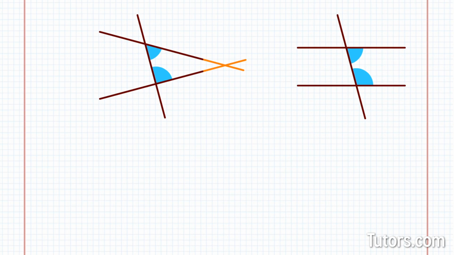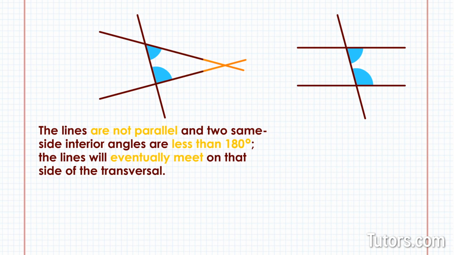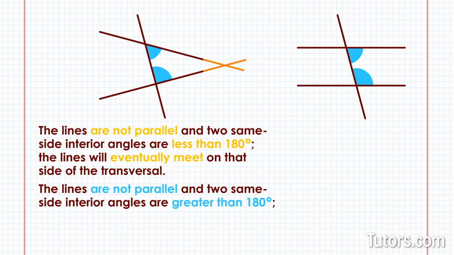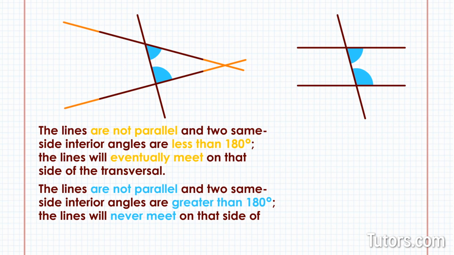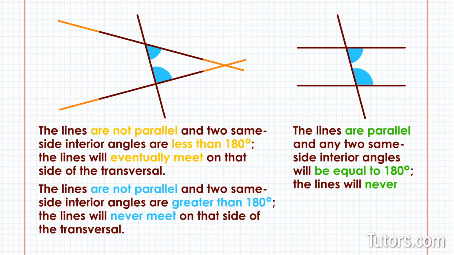Euclid's parallel postulate allows that transversal to create many different angles as it cuts across the 2 lines, but it all boils down to only 3 possibilities. The lines are not parallel and 2 same-side interior angles are less than 180 degrees. The lines will eventually meet on that side of the transversal. The lines are not parallel and 2 same-side interior angles are greater than 180 degrees. The lines will never meet on that side of the transversal. The lines are parallel, and any 2 same-side interior angles will be equal to 180 degrees. The lines will never meet.